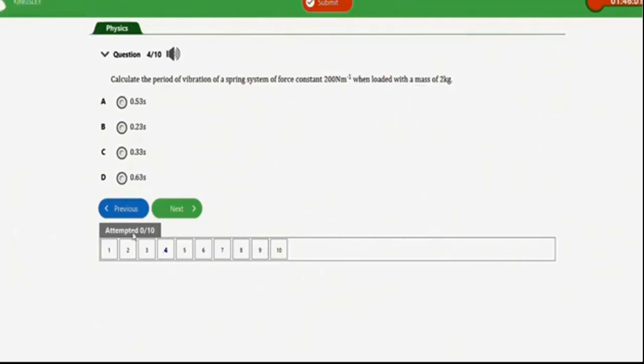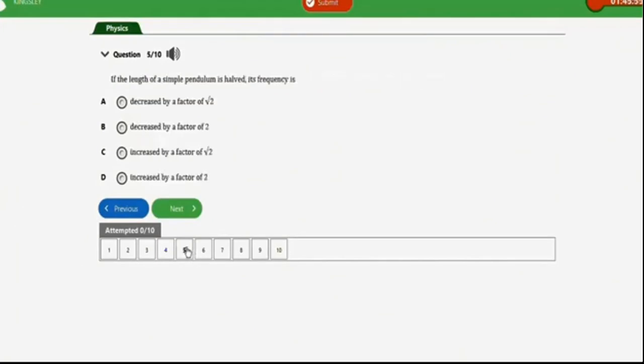Alright, so the next repeated question we're going to solve will be this question. It says, if the length of a simple pendulum is halved, its frequency is what?